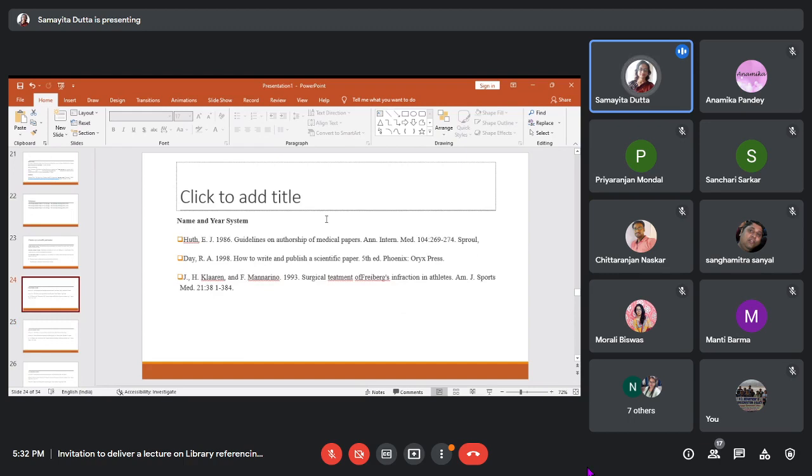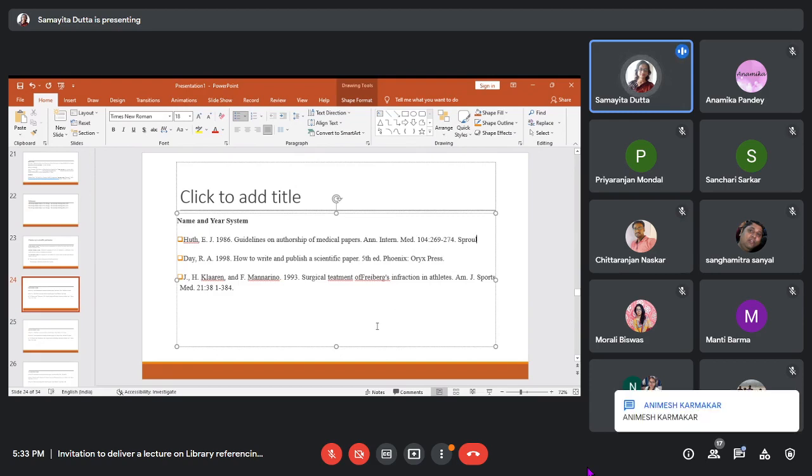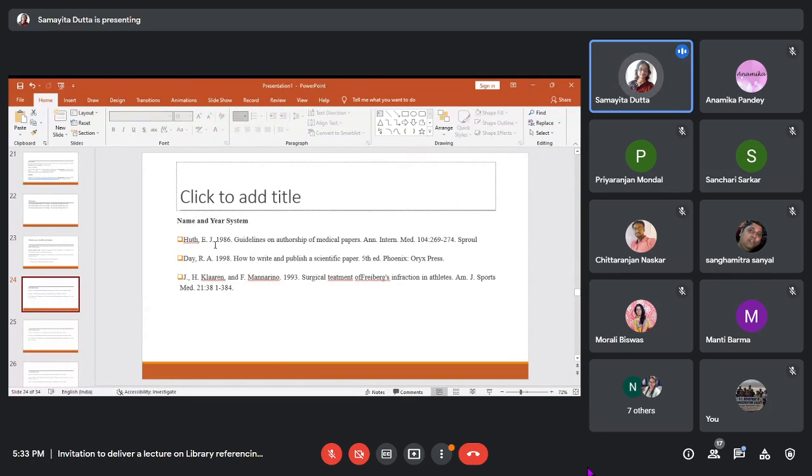Here this type of citation or pattern is followed. That is the name of the author and the year of publication. This is the title of the article. This is the name of the periodical, and these are the pagination. Publication publishers. These are taken into consideration, and the main highlighting area is author name and year of publication.